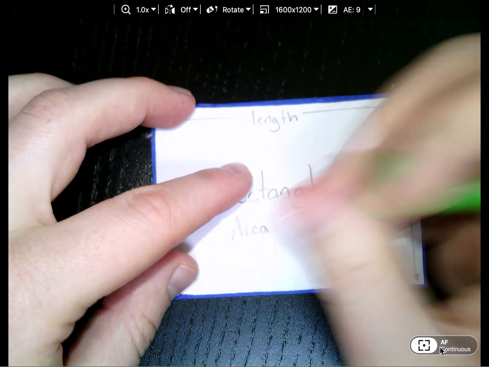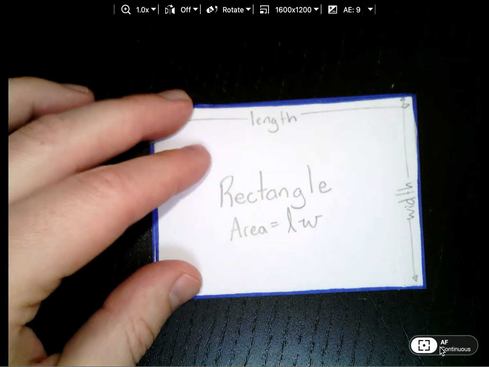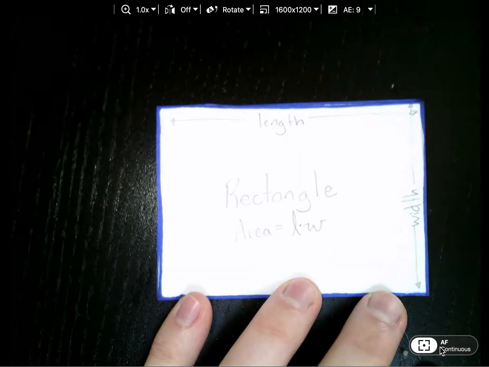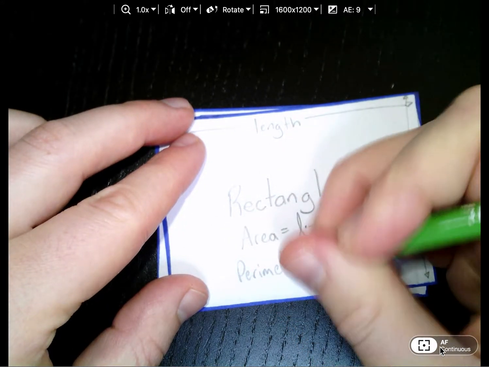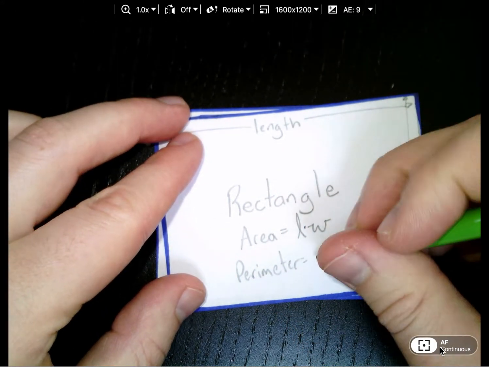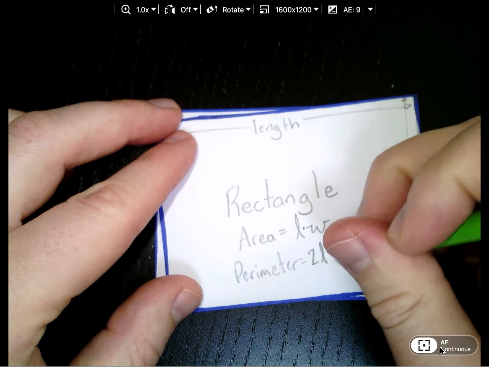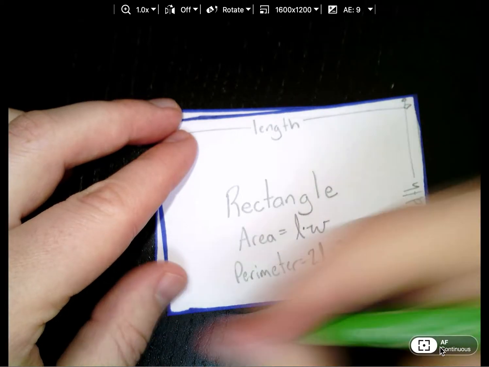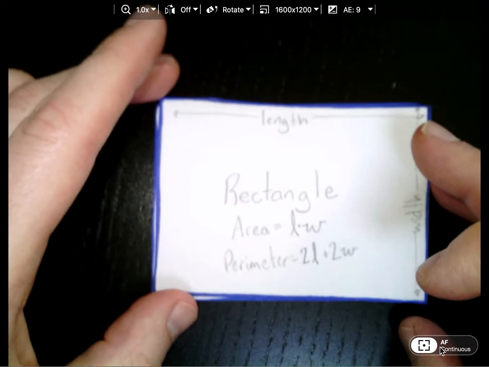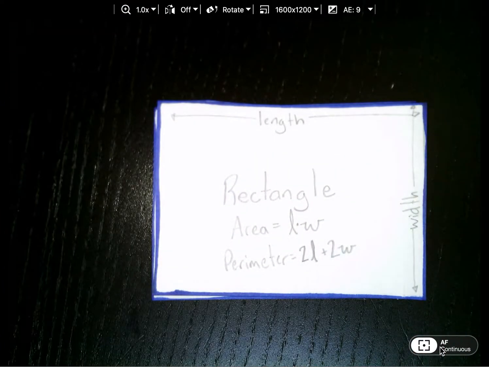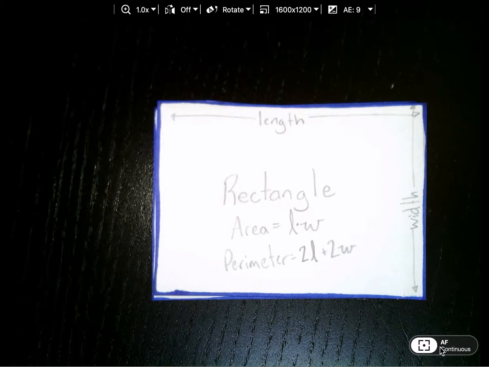Right, the area is equal to the length times the width. Right? Length times width. Perimeter is equal to two lengths, because we have one up here and one on the bottom, plus two widths, because we have one over here on the right, one over here on the left. Not much to describe here. We have this information. We've been using it probably for a long time.